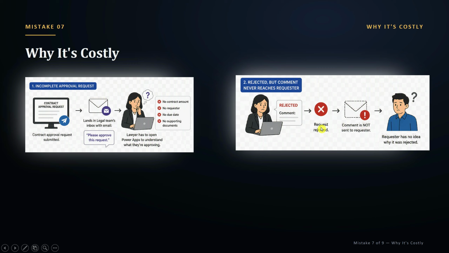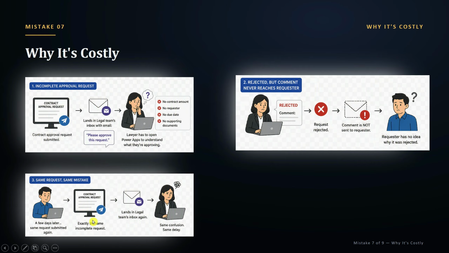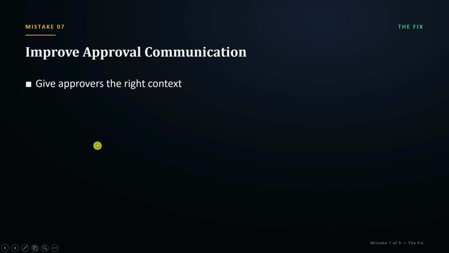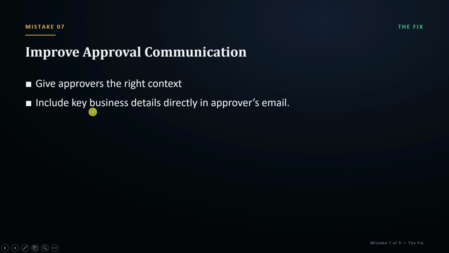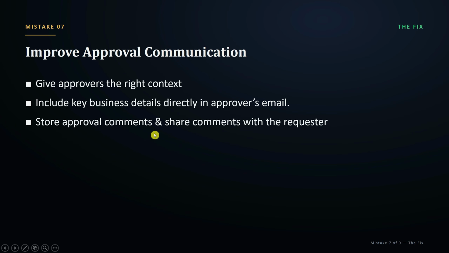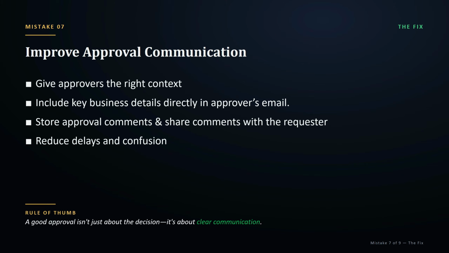Later the request is rejected with a comment explaining why. But the requester never receives the comment. So a few days later, the same request is submitted again, exactly the same mistake. All because the approval communication was incomplete. So the fix is, give approvers the context they need to make a decision. Include key business details directly in the approver's email, and if an approver leaves a comment, make sure those comments are stored and shared with the requester. Good communication reduces delays, confusion, and unnecessary follow-ups. The rule of thumb is, a good approval is not just about the decision, it's about clear communication.